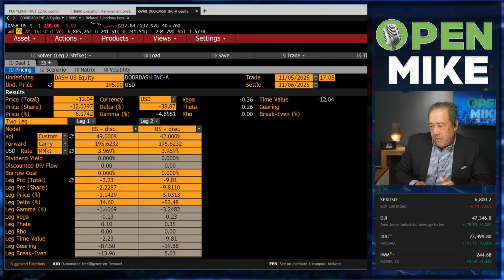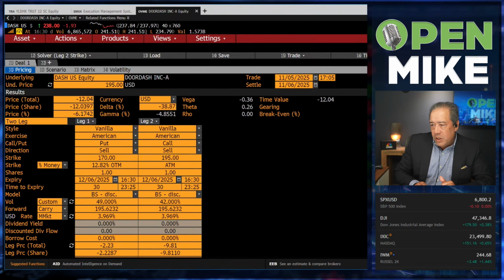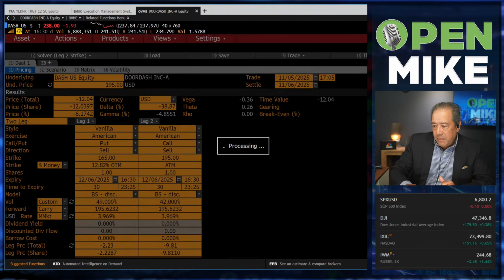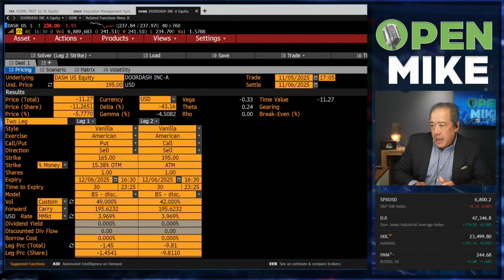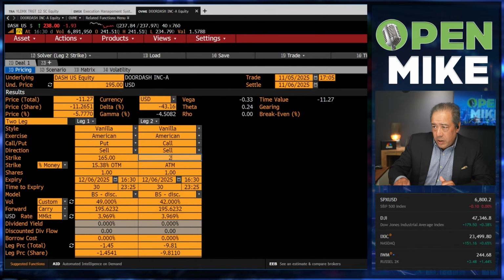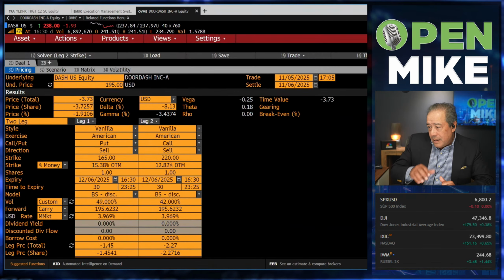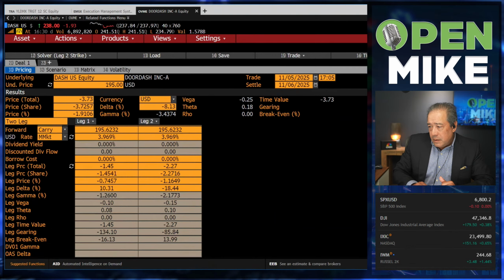Where's that 170? That's 14. That probably wouldn't be a bad one to sell, but let's make it 165. Again, we're really being sort of hypothetical here. So that's about a 10 delta. And on the call side, lower vol, so it's not going to be as far out of the money as this. 30, 25. Let's call that 220. See how close that gets us.